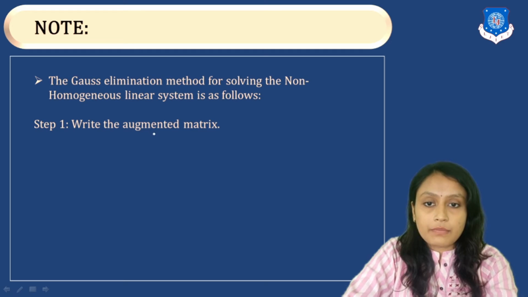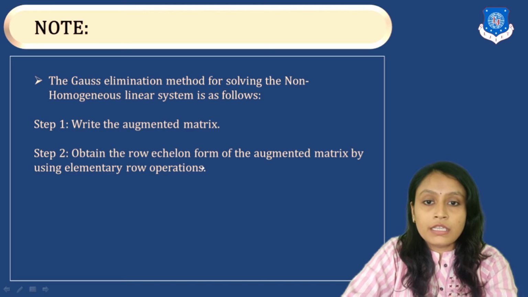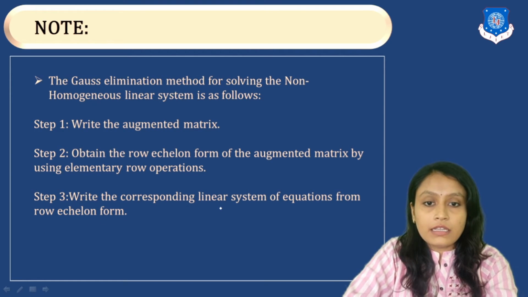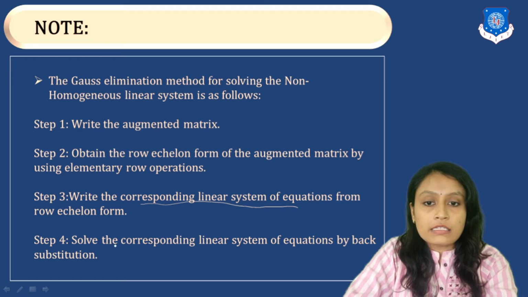So the first step is to write the augmented matrix form. Then we have to obtain the row echelon form of the augmented matrix by using row operations. Next, we have to write the corresponding linear system of equations from the row echelon form. So firstly we will write the augmented matrix, then we will find the row echelon form, and from that we will write again the system of linear equations. And at last, solve the corresponding linear system of equations by back substitution.